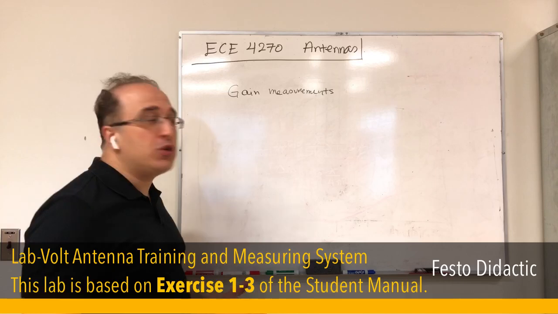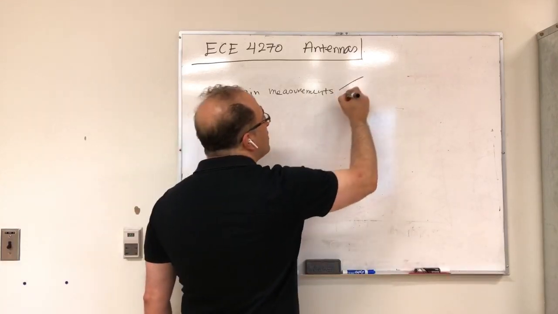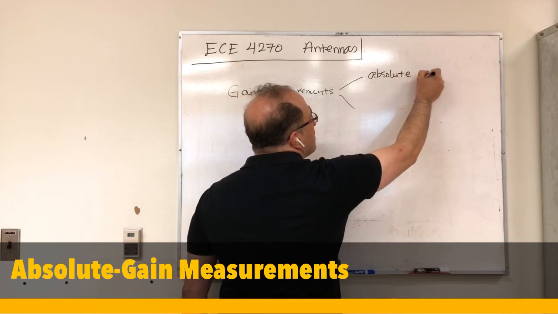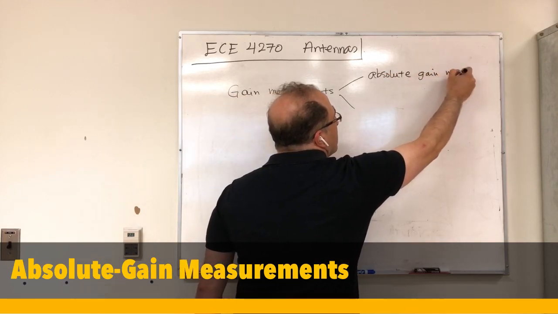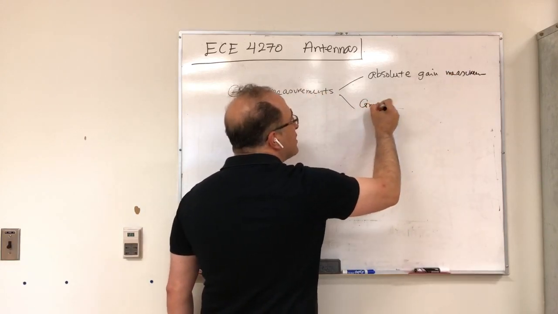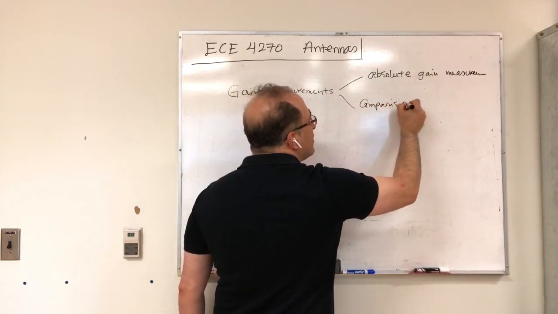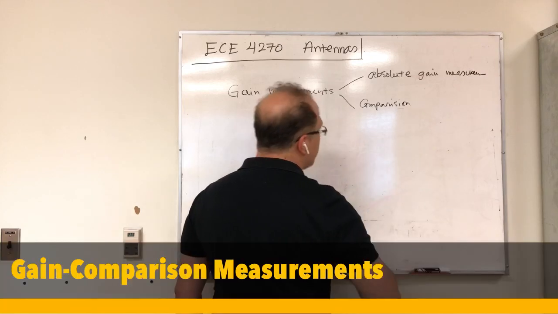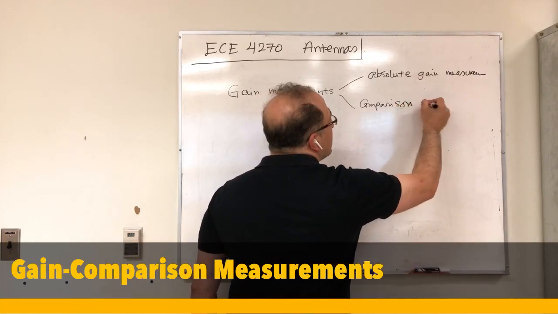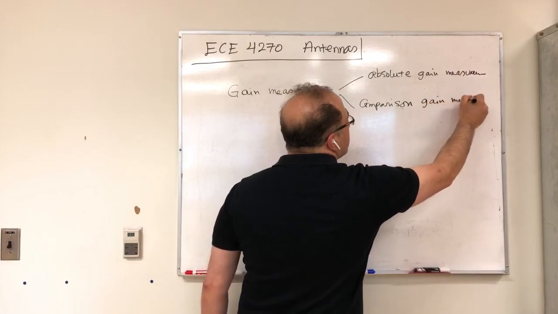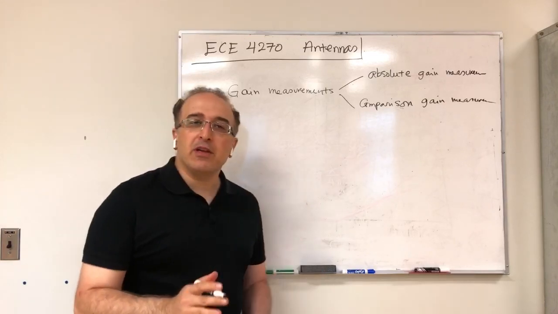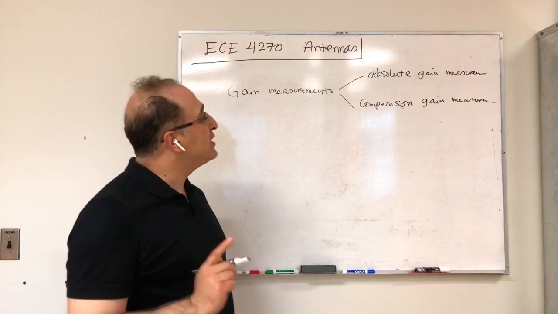Typically we have two types of technique. One of them is absolute gain measurement. The other one is comparison gain measurement. So what is the fundamental difference between these two sets of technique?